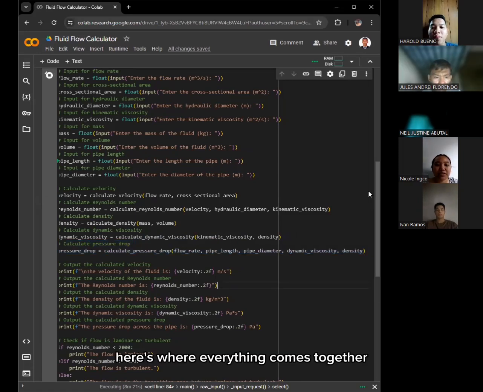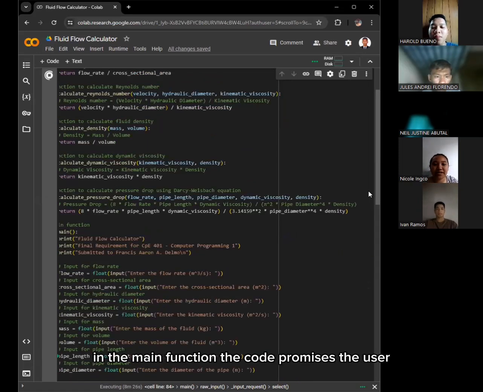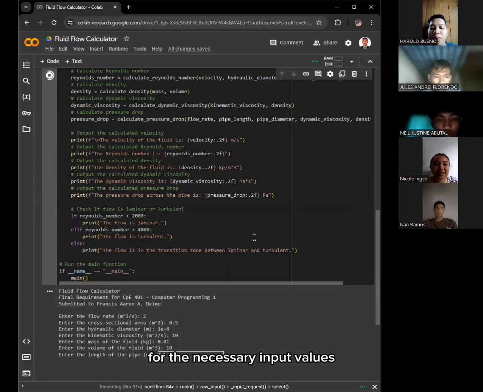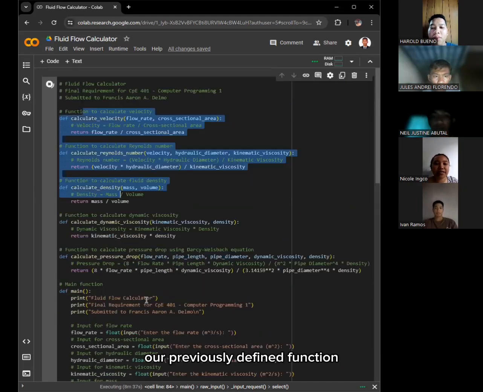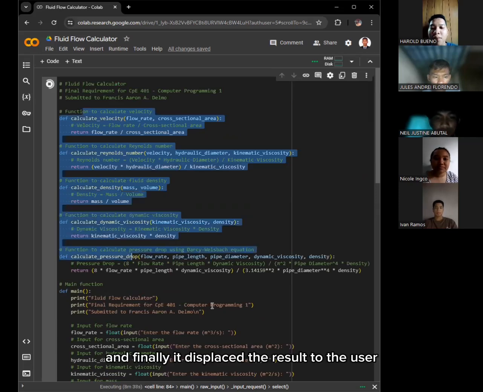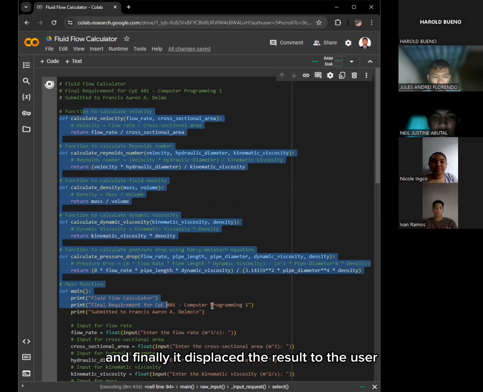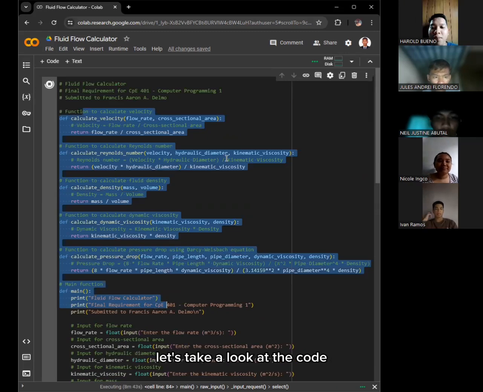Here's where everything comes together in the main function. The code prompts the user for the necessary input values like flow rate, pipe dimensions, and fluid properties. It then calls our previously defined functions to perform the calculations, and finally, it displays the result to the user. Let's take a look at the code.